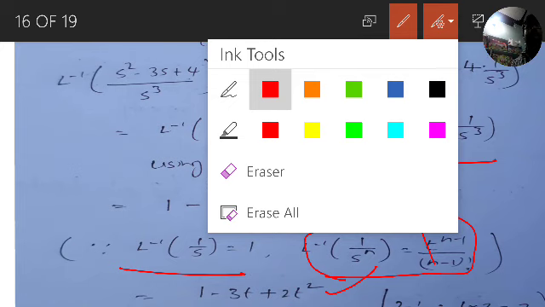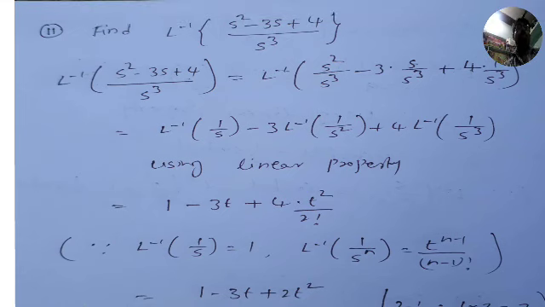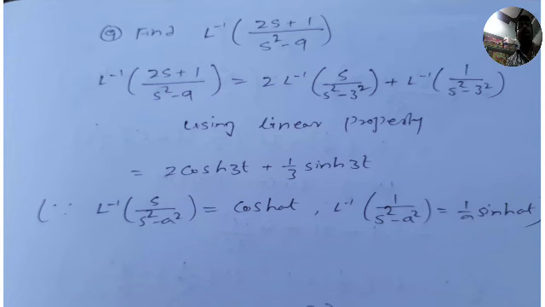Are you getting this? I will erase all. You see, just use of two formulas. L inverse of 1 by s is equal to 1 and L inverse of 1 by s power of n is equal to t power of n minus 1 by (n minus 1) factorial. You got this. We are able to do all types of problems which previously came. So once you are able to do all these 11 problems, you can do every problem on linear property. So what did we learn today?